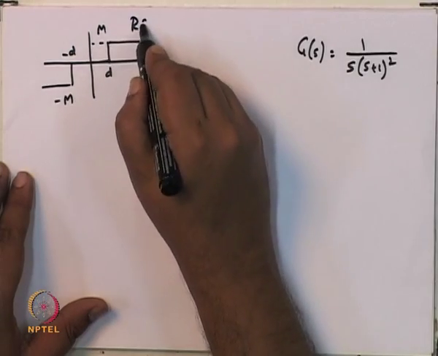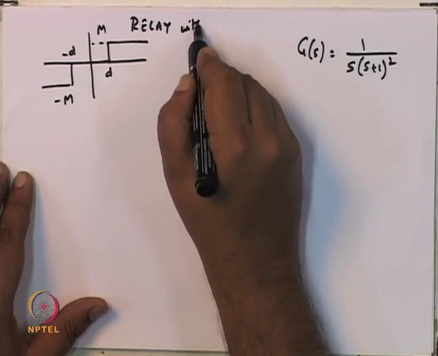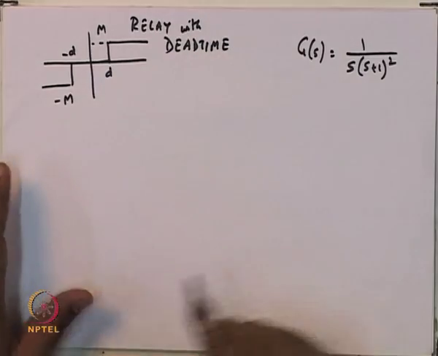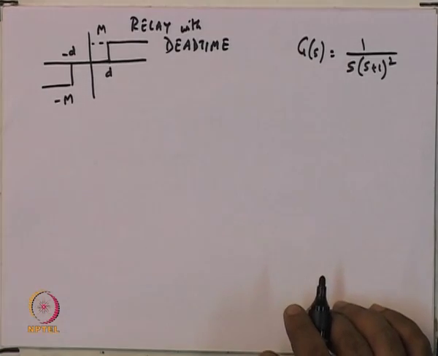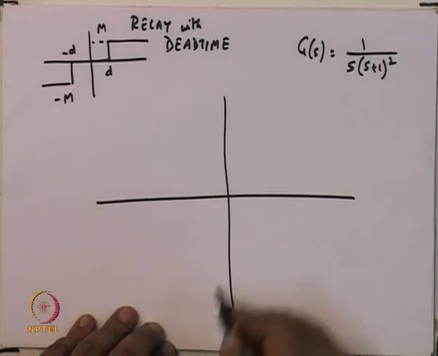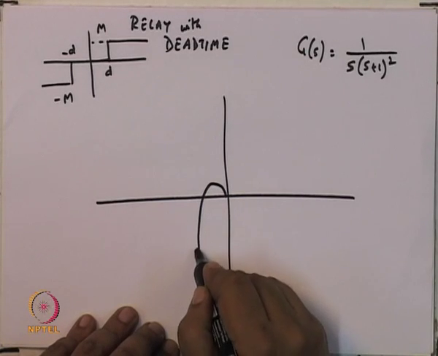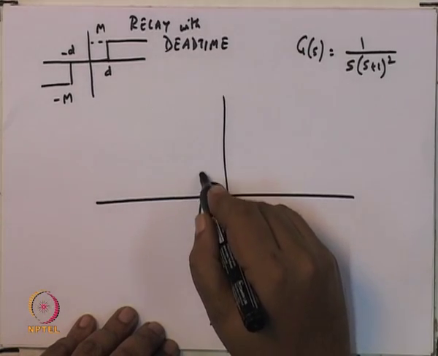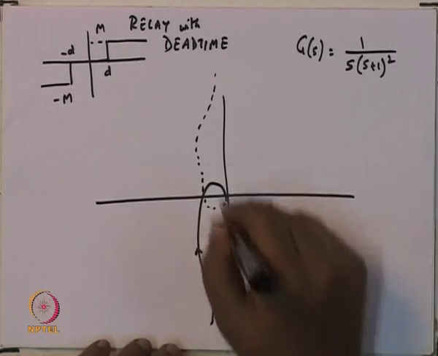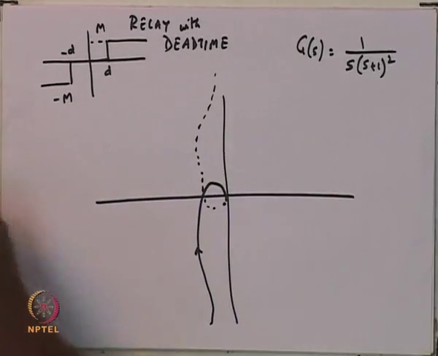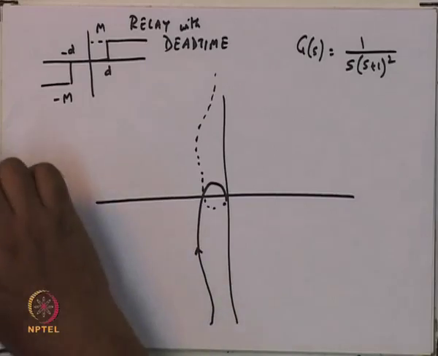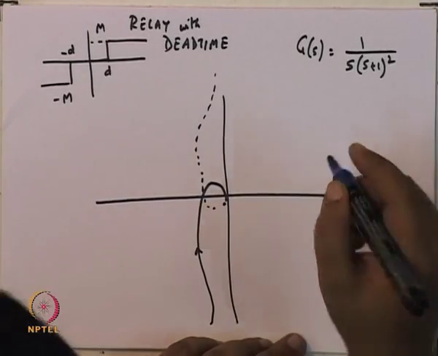So this is relay with dead time. So now again, the Nyquist plot of this is exactly the same as before. So the reflection is going to go like that. So it's exactly the same as before. The only difference that you're going to get is from the characteristic of the describing function.